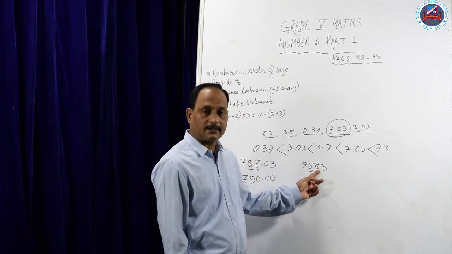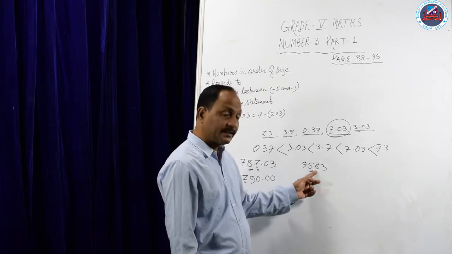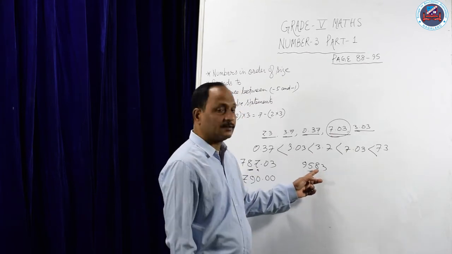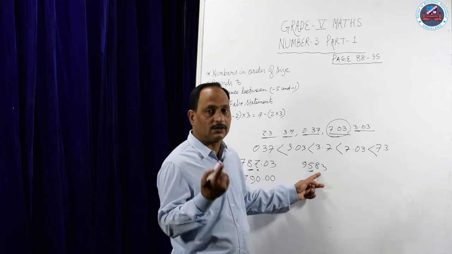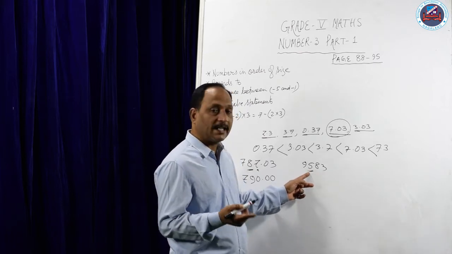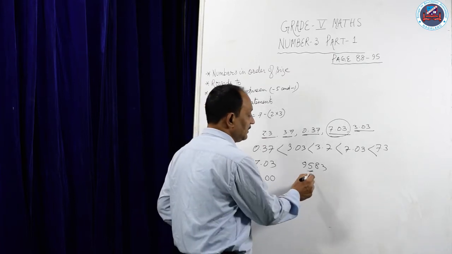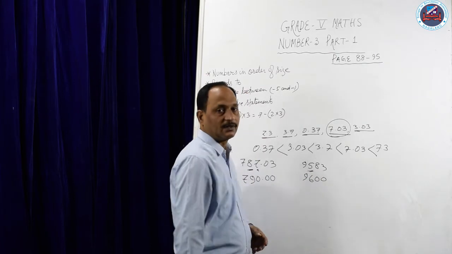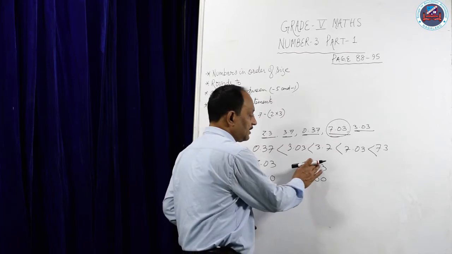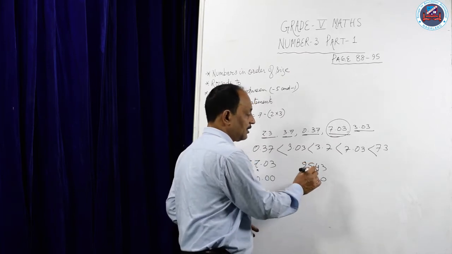So the next digit is 8. We don't have to look at the other digits, only the next digit. The next digit is 8, and 8 is more than 5. That means this 5 will turn to 6, and your number will become 9600.